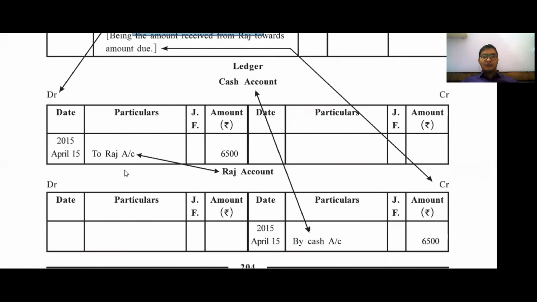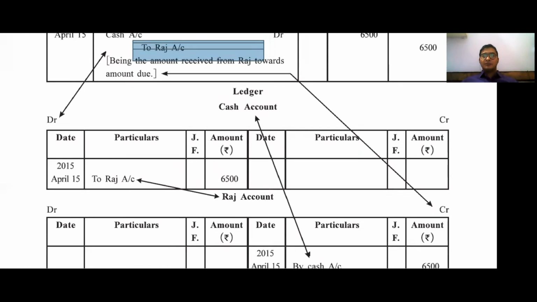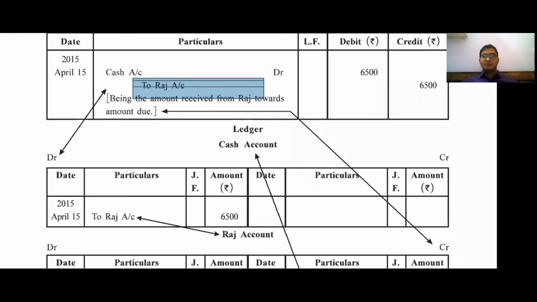In cash account, it is on debit side. In Raj account, it is on credit side. But if we are writing amount in cash, name of opposite party is Raj. If we are writing amount in Raj, name of opposite party is cash. So this is called ledger posting.